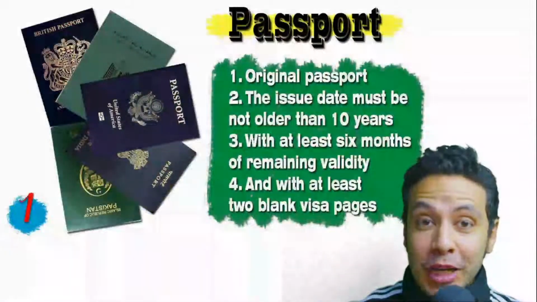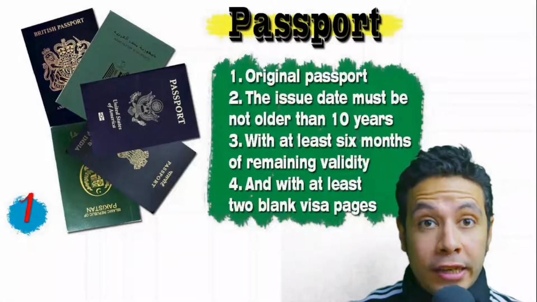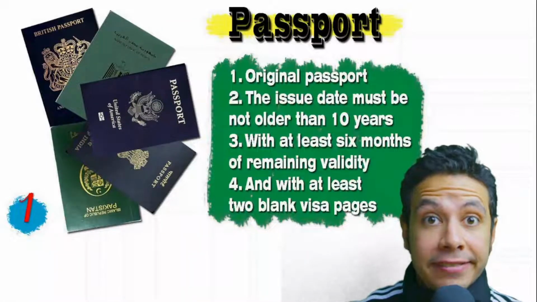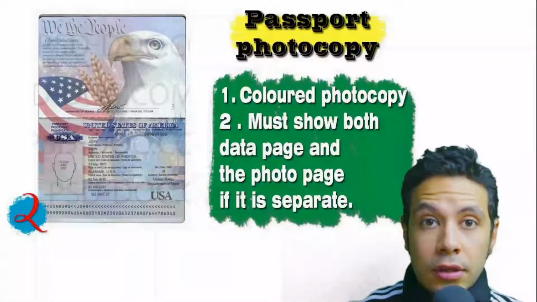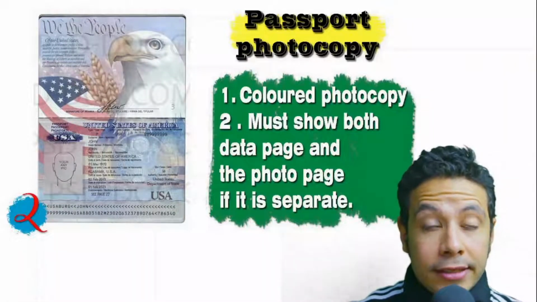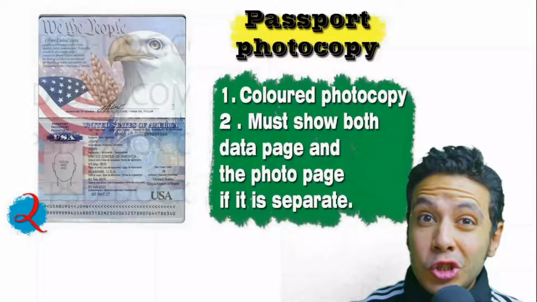So what are the required documents that you will need while applying for any visa? Speaking about your passport, it must be original, and it must not be older than 10 years, with at least 6 months of remaining validity, and with at least 2 blank visa pages for the stamps. In many cases, you will also need a passport photocopy. It might be 1 copy or more than one, and it's preferred to be colored, and both the data page and the photo page must be shown if separated.